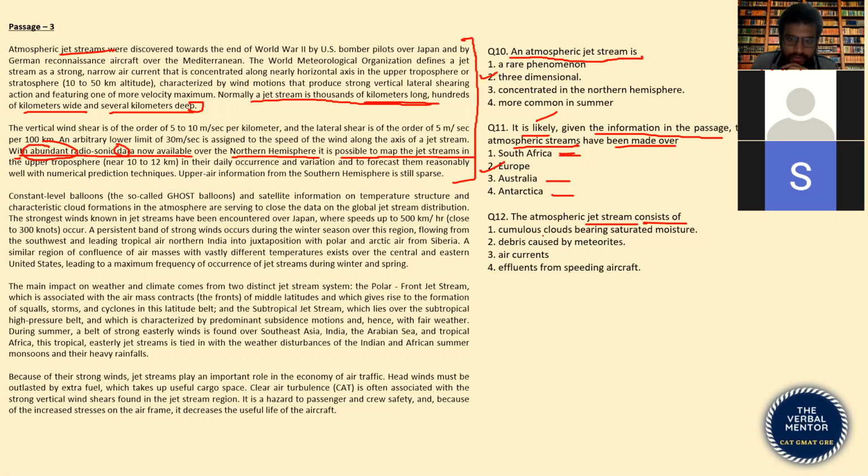The atmospheric jet stream consists of what? Does it consist of clouds bearing saturated moisture? I don't know. Maybe, maybe not. I'm not sure. Debris caused by meteorites, I'll have to check. Air currents, wait. The atmospheric jet stream consists of air currents. I think I read: if the vertical wind shear is of the order of 5 to 10 meters per second per kilometer and the lateral shear is of the order of 5 meters per second per kilometer. One thing is certain, guys. Well, obviously, the atmospheric jet stream consists of air currents.